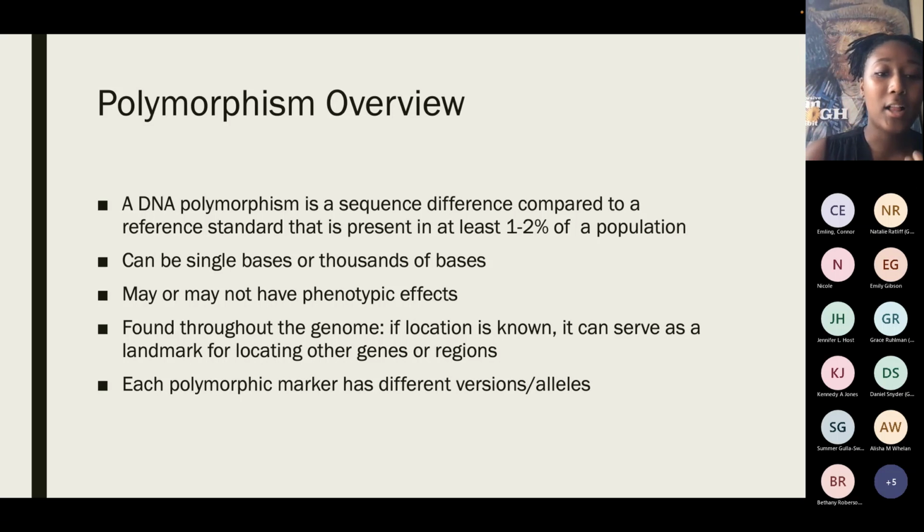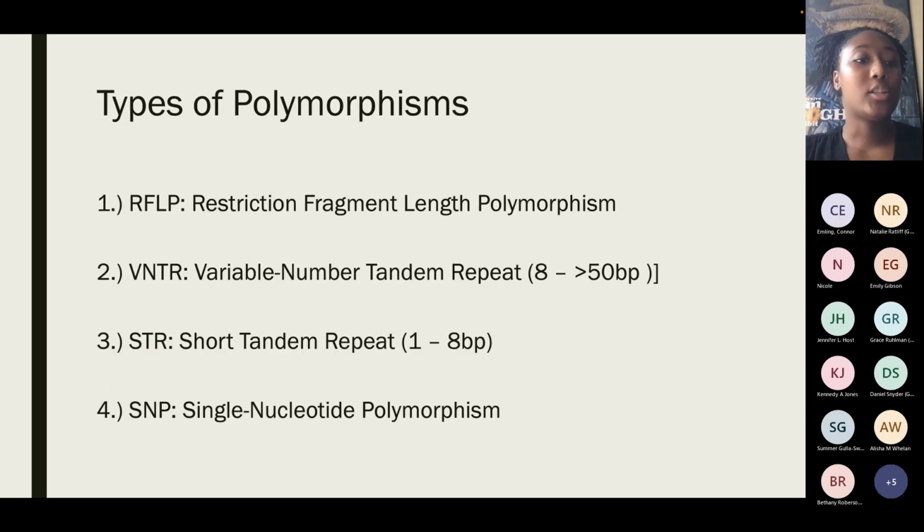With these polymorphic markers designated throughout the genome, there are typically different alleles, or another way of saying that is different versions. A lot of them are inherited, meaning you get one version from your mom and one version from your dad, and you have your own unique combination, which is why it's so easy to use this concept for human identification purposes.